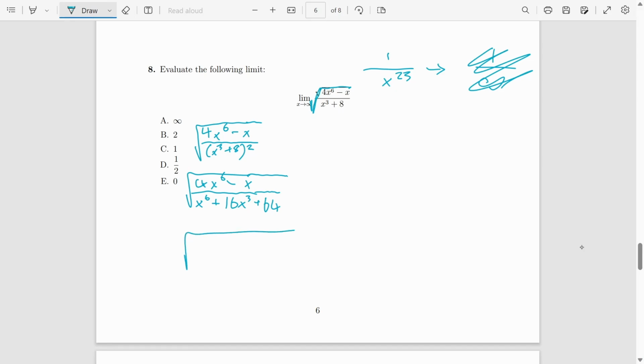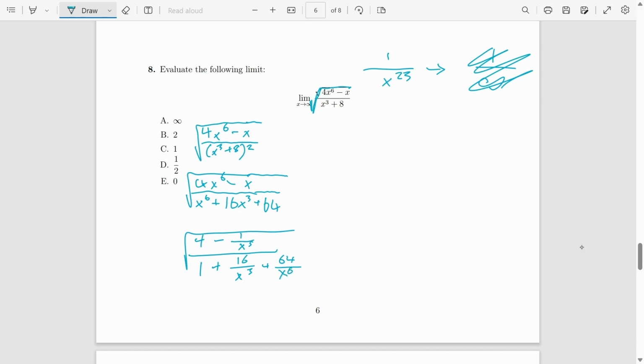So I'm thinking we do x to the 6th, and that's how we'll get back to this trick that we did earlier. So 4x to the 6th divided by x to the 6th is just 4, minus x over x to the 6th, which is 1 over x to the 5th. And then the bottom, x to the 6th divided by x to the 6th is 1. 16x cubed divided by x to the 6th is 16 over x cubed, plus 64 over x to the 6th.